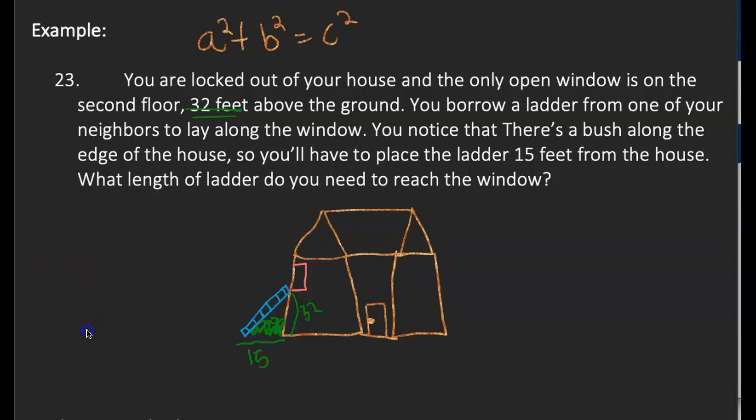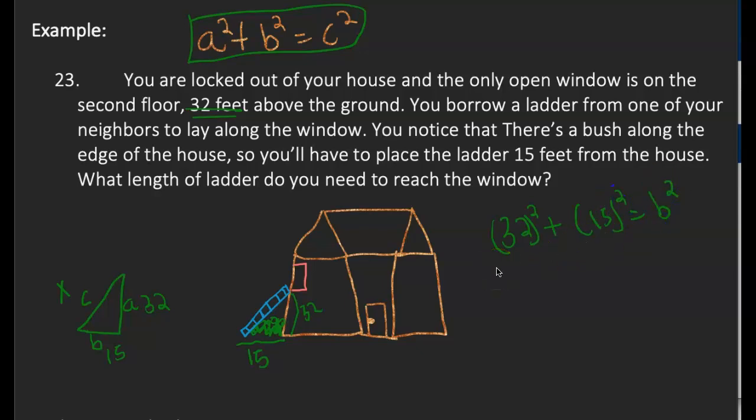If we think about what a right triangle looks like, we have A, B, C. Try to match that to your little picture here. This is 32, 15, I don't know. And using this information where the Pythagorean theorem comes from, we can find the length of the ladder right here. So we are going to have 32 squared plus 15 squared equals b squared.